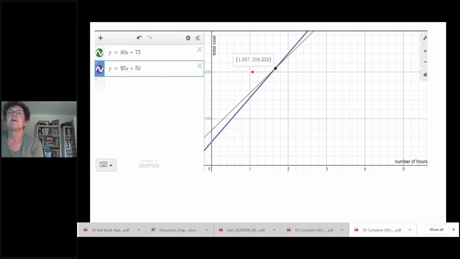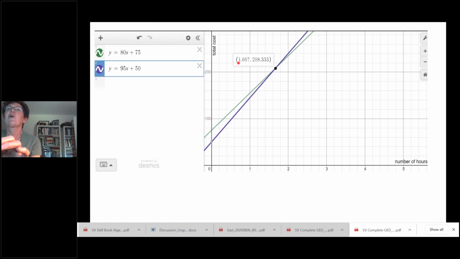1.667 and then 208.33. Well, we know that the first number that we always see in a point is the X. So this represents the number of hours, and the Y is the second number that we see, 208.33. That's the number of dollars. So what that is telling us is that both companies will charge me the same amount after they've been in my house for an hour and 2/3, 0.667. The fraction equivalent to that decimal is 2/3.